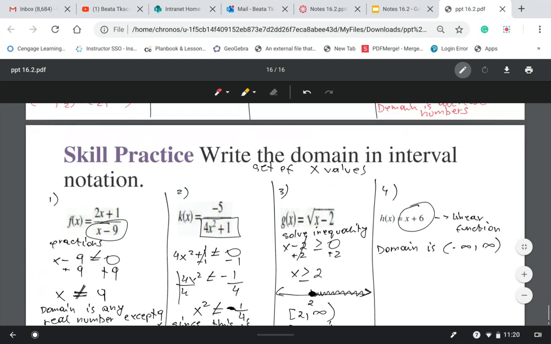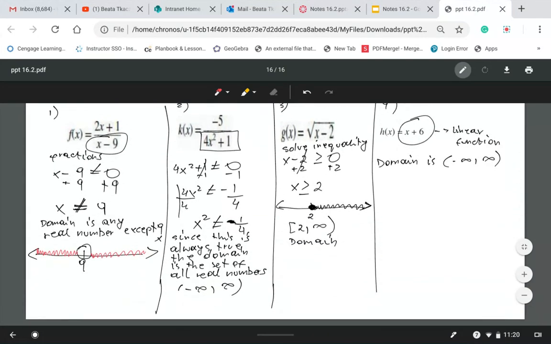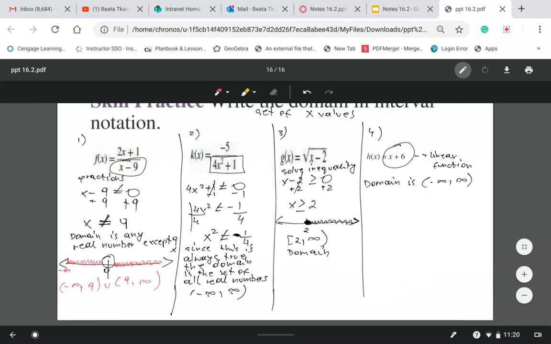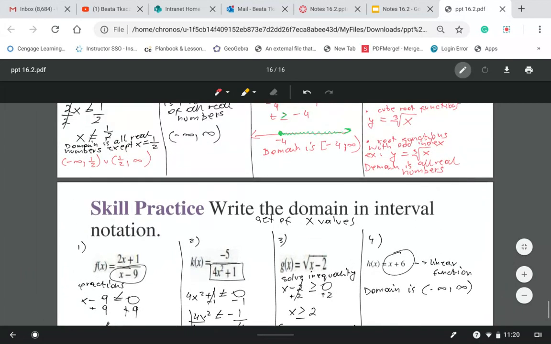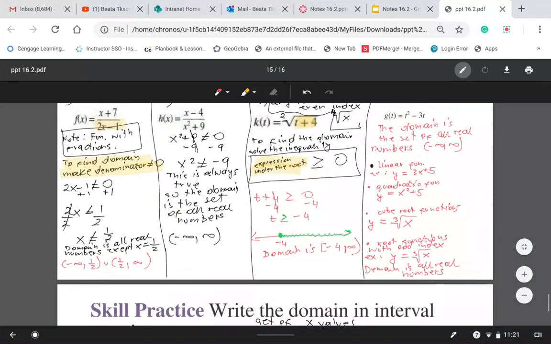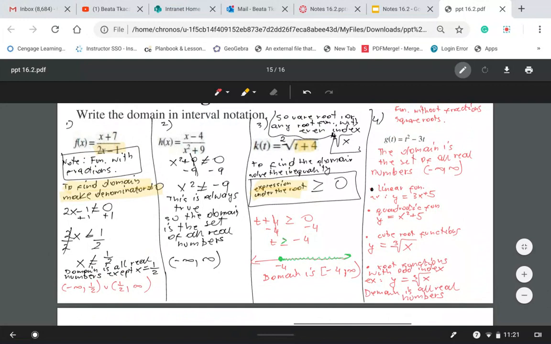When you have to write the solution using interval notation, we have the interval from negative infinity to 9, union, and the second interval from 9 to positive infinity. I don't think that you will have different types of functions. Also, let me go back here. When the domain is all real numbers, you don't need to do any type of work. So linear functions, quadratic functions, also polynomial functions.